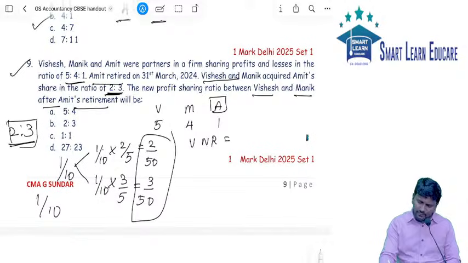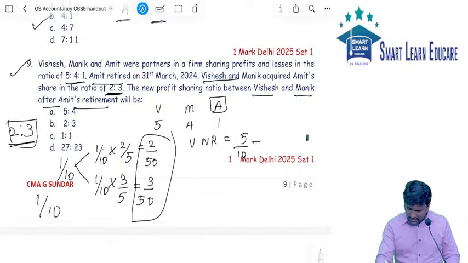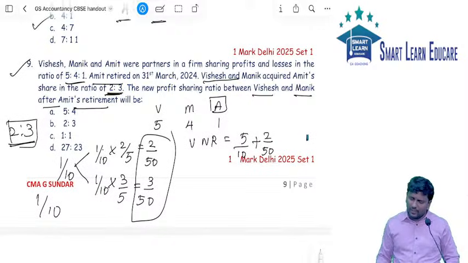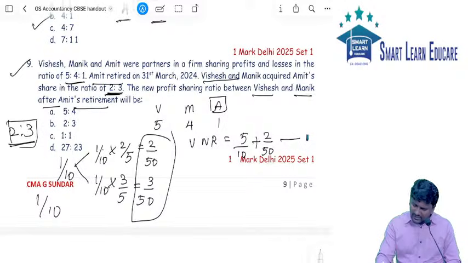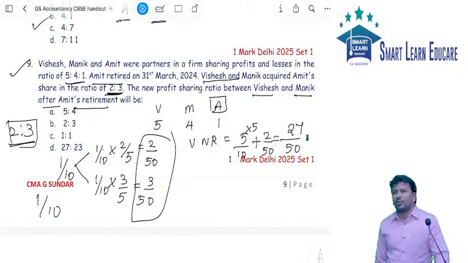What is V's new ratio? It is very simple. Before this, what was his ratio? 5/10. 5/10 plus 2/50. The LCM is 50. It is 5 times. So 5 into 5 will give you 25. Then 25 plus 2 will give you 27.